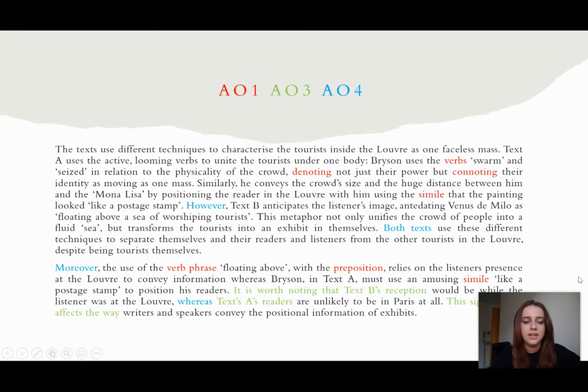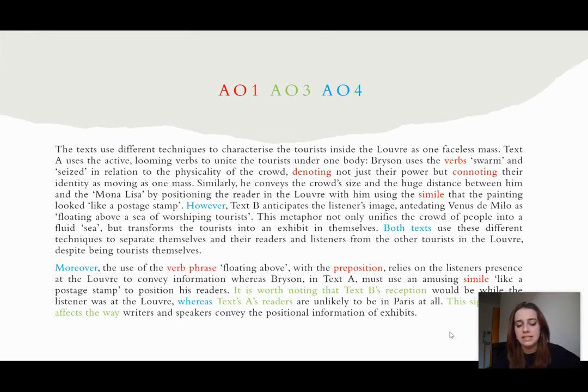Let's take a look. The texts use different techniques to characterise the tourists inside the Louvre as one faceless mass. Text A uses active, looming verbs to unite the tourists under one body. Bryson uses the verbs swarm and seized in relation to the physicality of the crowd, denoting not just their power but connoting their identity as moving as one mass. Similarly, he conveys the crowd size and huge distance between him and the Mona Lisa by positioning the reader in the Louvre with him using the simile like a postage stamp.